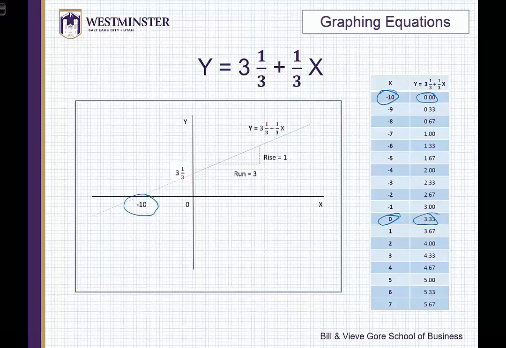In the next discussion, we'll take a look at quadratic equations.